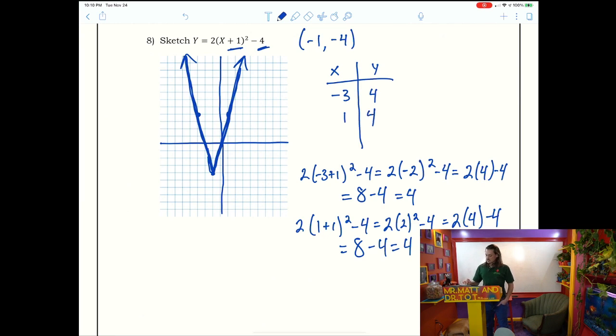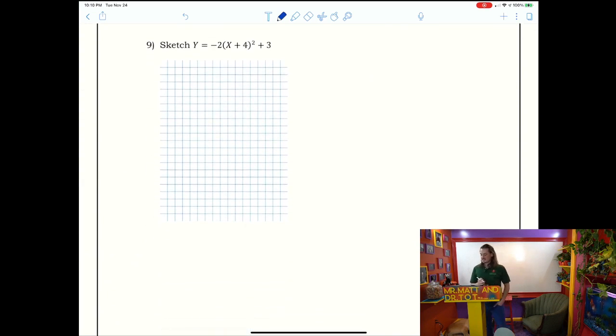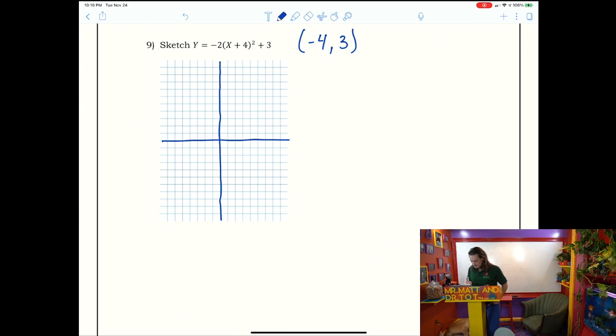And last question, let's look at number 9. Y is equal to -2 times the quantity x plus 4 squared plus 3. Take a few moments and sketch out a graph, and then check your solution. So we can tell that the vertex is going to be at -4, +3. So I'm going to go ahead and just plot that point. So at -4, +3, that's right here.